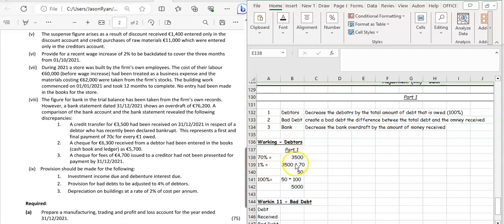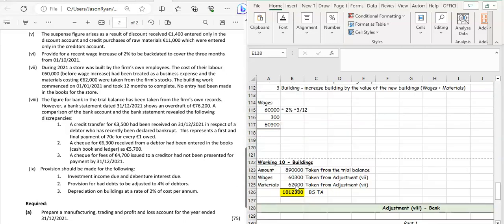So if we look at our workings, 70% is equal to 3,500. 1% is equal to 3,500 divided by 70, which gives you 50. So 100% then is equal to 50 multiplied by 100, which is 5,000. So the debt that we're not going to get back is going to be 5,000. So we need to reduce our debtors by 5,000. Our bank overdraft is going to go down by 3,500. And then the difference between the 5,000 and the 3,500 is going to be the bad debt.